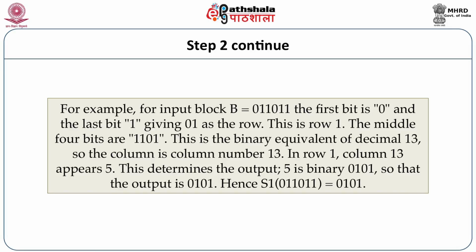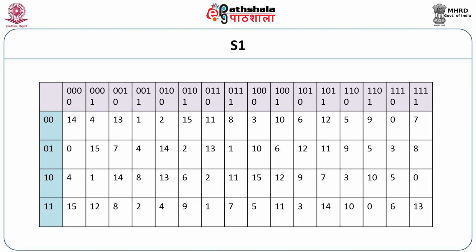We can say S1, that is S box 1, with the input 0, 1, 1, 0, 1, 1 gives you the output 0, 1, 0, 1. For your reference, I have kept S1. You can check, it represents the rows from 0, 0 to 1, 1, and the columns from 0, 0, 0, 0 to 1, 1, 1, 1. You can check the entry, as I said, first row and 13th column, it represents 5.